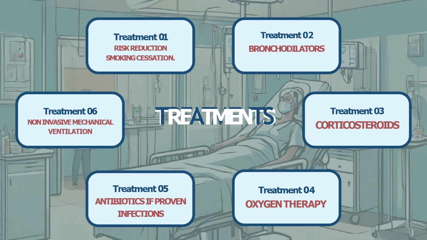Now we move on to the treatment. First line of treatment is risk reduction and smoking cessation, because you have to stop the etiological factors. Treatment 2 is a bronchodilator. What do bronchodilators do? They relieve the bronchospasm and reduce the airway obstruction by allowing increased oxygen distribution and improving alveolar ventilation. So these medications are the core of management of COPD.